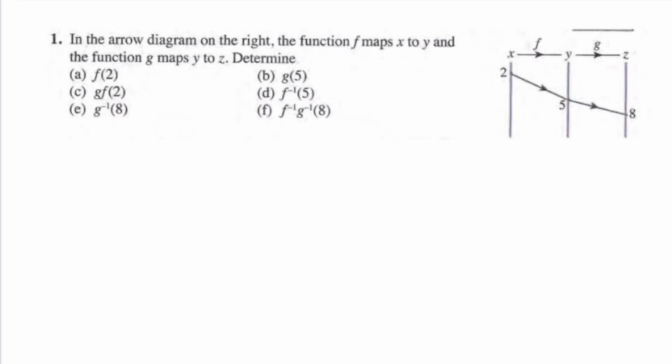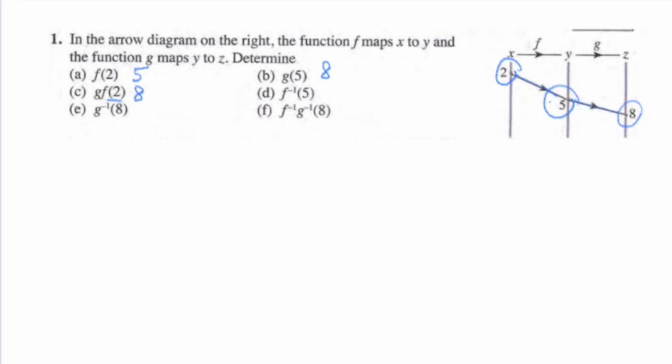Now f(2) means we start from 2, we go through function f, you arrive at 5. Okay, second one, g(5). g(5) means we start from 5 here, we go through function g, we arrive at 8. Okay, how about gf(2)? gf(2) means we start from 2, we go through function f, so we arrive at 5, followed by function g, you arrive at 8.